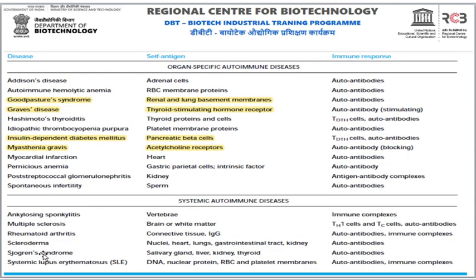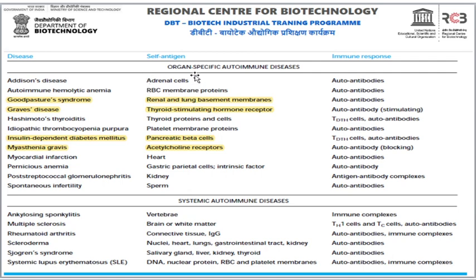Next is autoimmune disease. Autoimmune diseases are classified into organ-specific and system-specific autoimmune diseases. Examples of organ-specific autoimmune disease include Addison disease, autoimmune hemolytic anemia, Goodpasture syndrome, Graves disease, Hashimoto thyroiditis, idiopathic thrombocytopenic purpura, insulin-dependent diabetes mellitus, myasthenia gravis, myocardial infarction, pernicious anemia, post-streptococcal glomerulonephritis, and spontaneous infertility. They come under the organ-specific category, and systemic autoimmune diseases include ankylosing spondylitis, multiple sclerosis, rheumatoid arthritis, scleroderma, Sjögren's syndrome, and systemic lupus erythematosus.